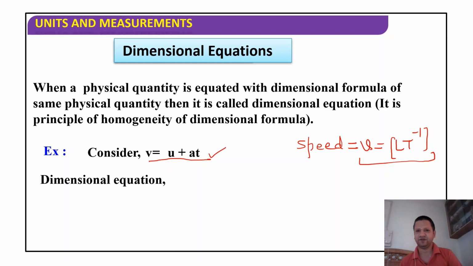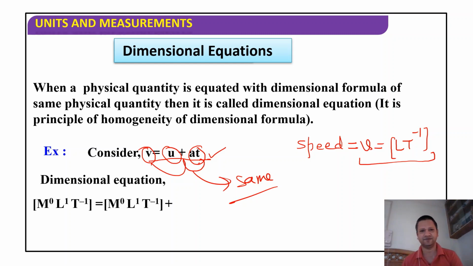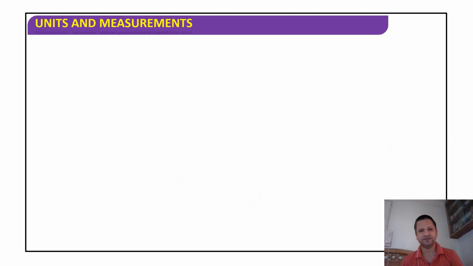That is the principle of homogeneity of dimensional formula. That is, terms can be added or subtracted only if the dimensional formula of all the terms is the same. So here V is equal to U plus AT. If the dimensional formula of the velocity, the initial velocity, and A into T, all three terms are the same, then the equation is dimensionally correct. That is under the application of dimension analysis. Later we will discuss this one.